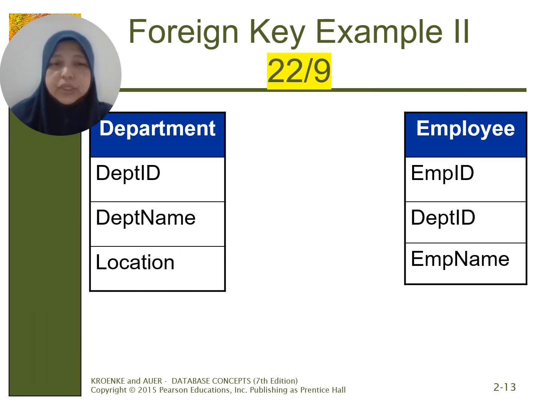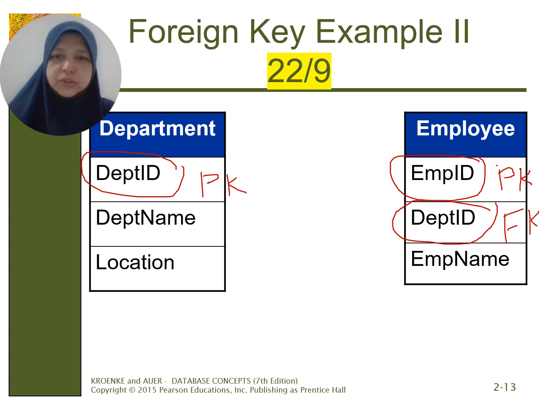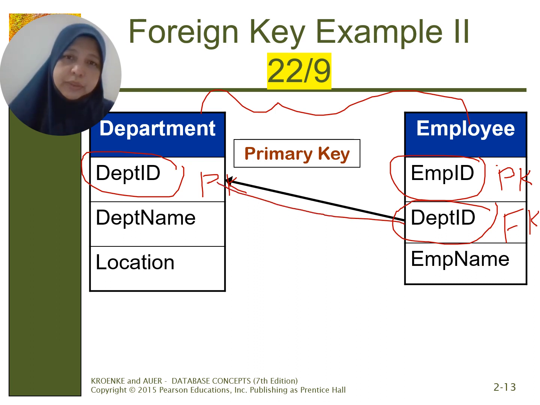Example 2. In table department, department ID is the primary key. Employee ID is the primary key for table employee. You can see that department ID, which belongs to department, is now residing in employee. So department ID is the foreign key for this relationship. They are linked together between employee and department through a foreign key that links to the primary key from the other table.